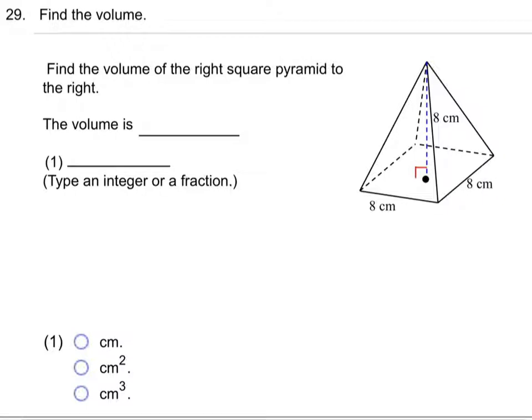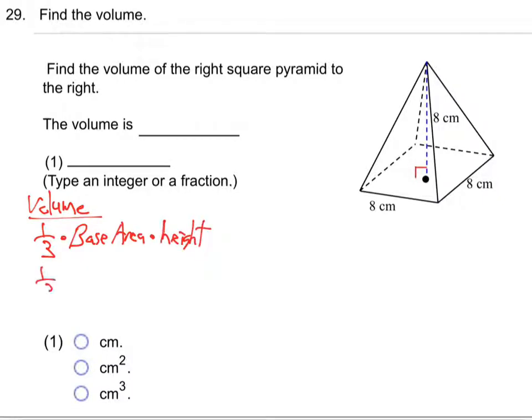Number 29. Find the volume. You've got a pyramid. So we talked a couple problems ago about how you find the volume of a shape that comes to a point. Remember, it's the 1/3. Any shape that comes to a point, like a pyramid or a cone, you only get 1/3 of the volume. You lose a bunch of volume. 1/3 times the base area times the height.